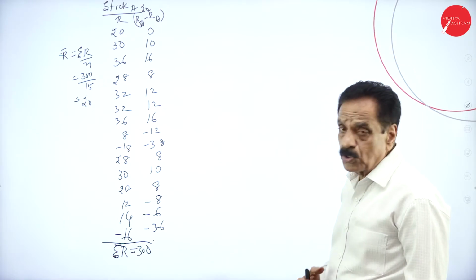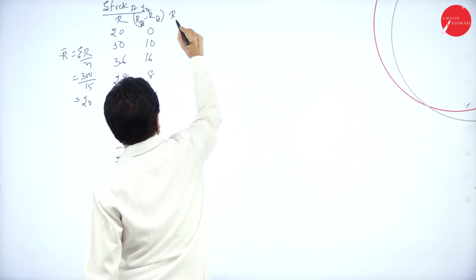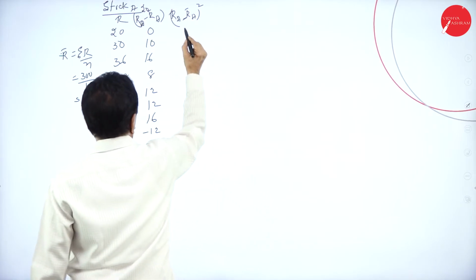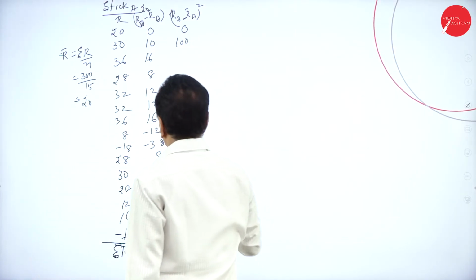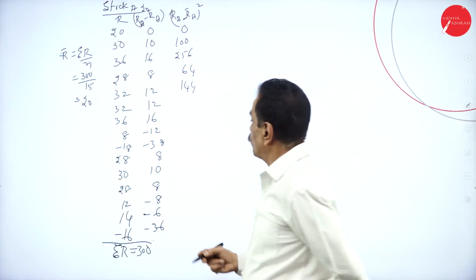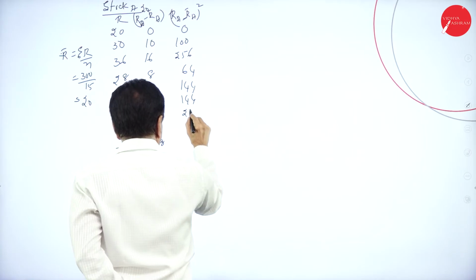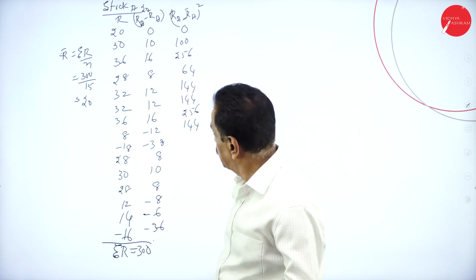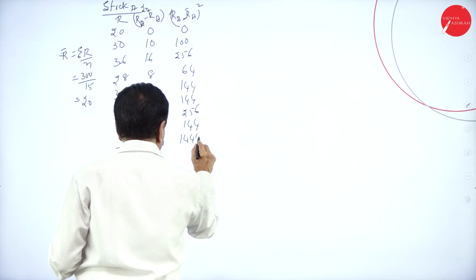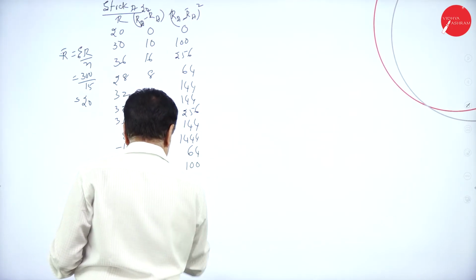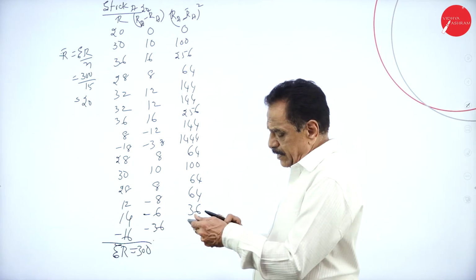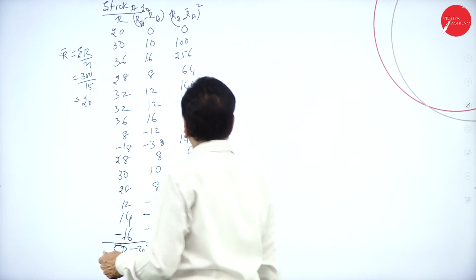I took the deviation from 20. Now the square of this, R A minus R mean A whole square: 0, 100, 256, 64, 144, 144, 256, 144, 38 into 38 is 1444, 64, 100, 64, 64, 36, 36 into 36 is 1296.